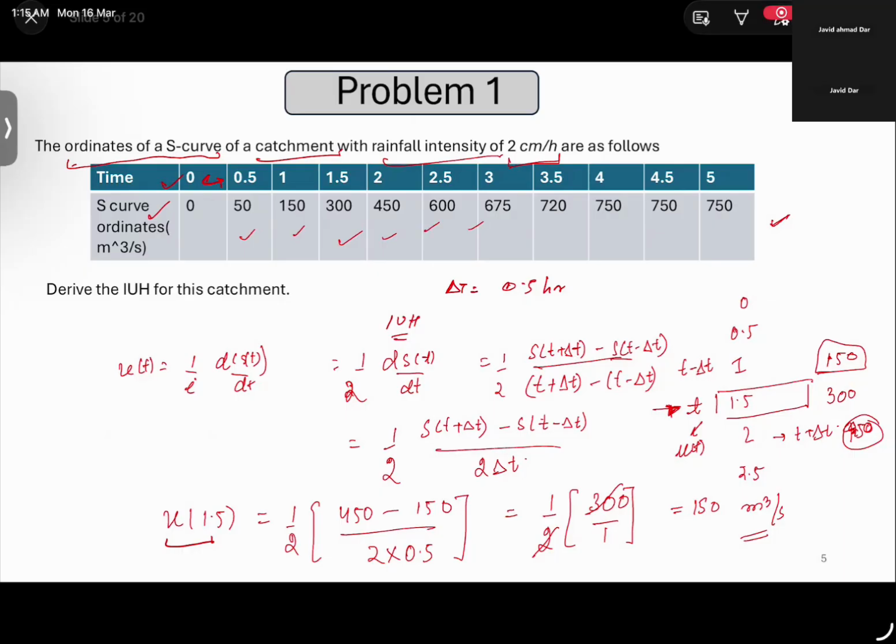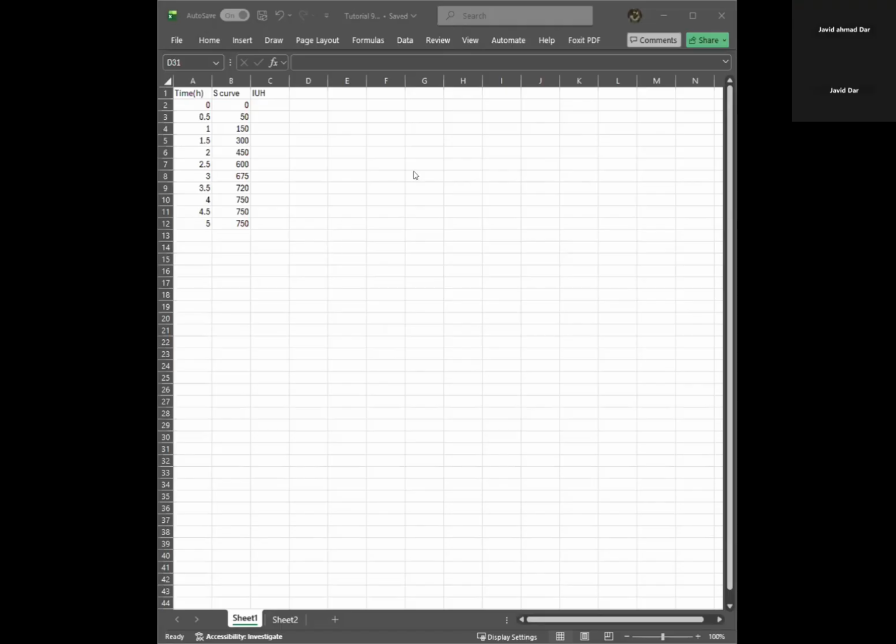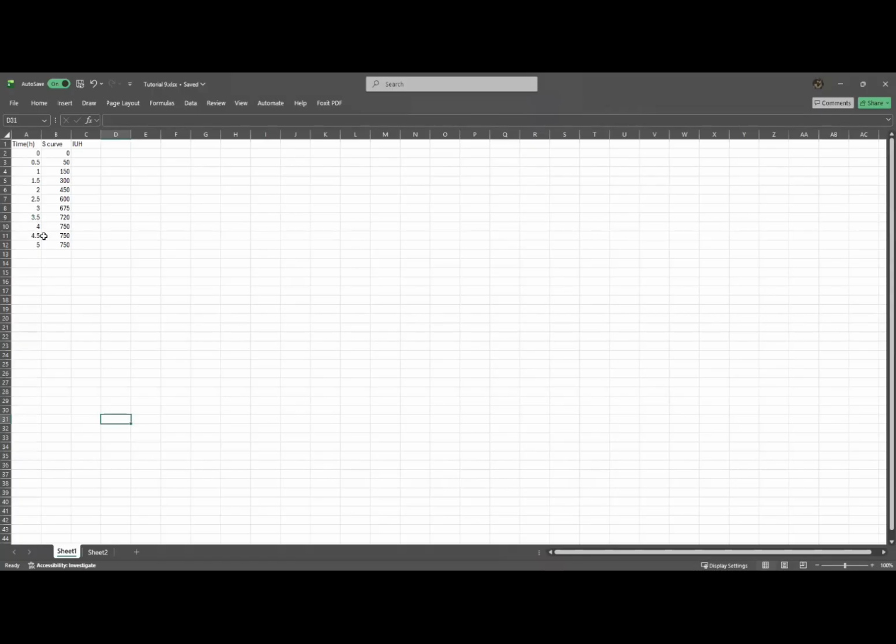So I can show the calculation in Excel. Share the screen. Here is your time and here is your S curve in meter cube per second. For the instantaneous unit hydrograph, we start with the bracket, the value of the S curve at t plus delta t minus the S curve at t minus delta t, and divide it by 2. So you get the value of 75 here, and similarly you can drag the value. Corresponding to 1.5, what we found is 150, you get a value of 150. You can put a value of 0 here.